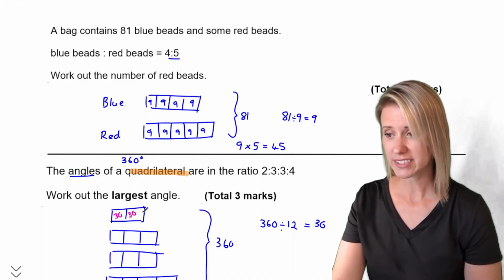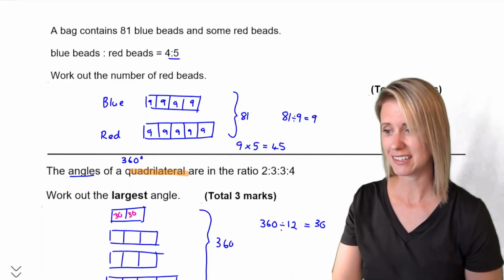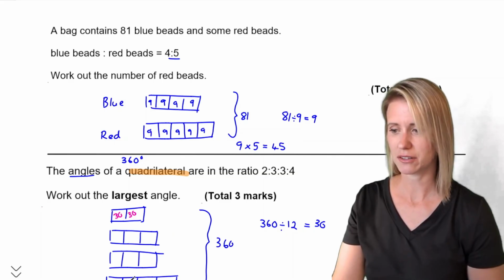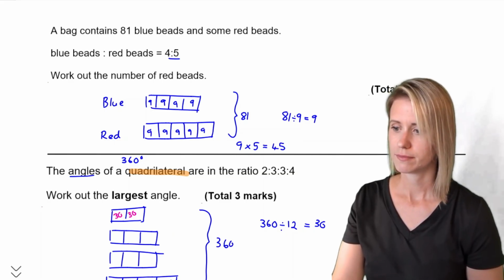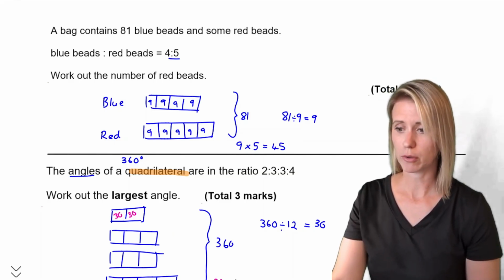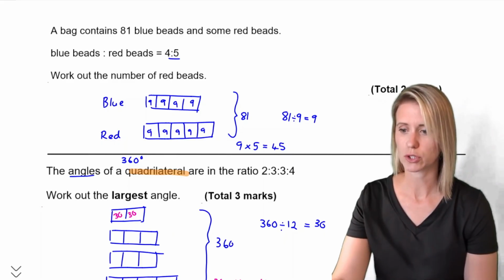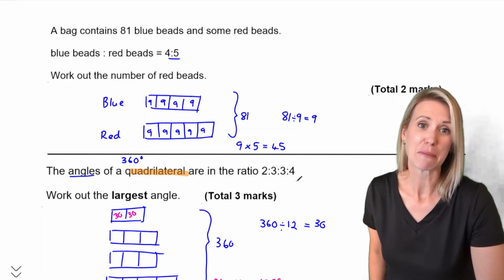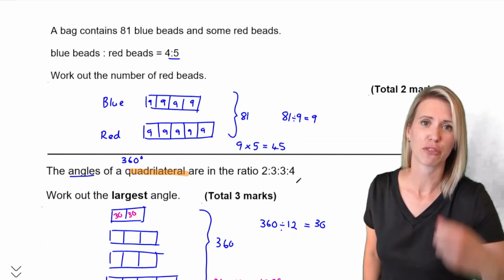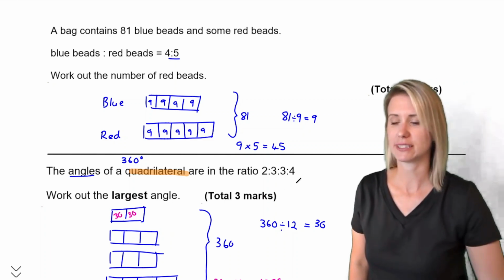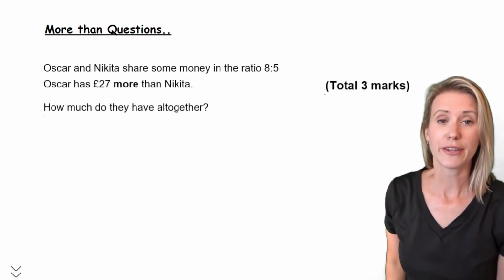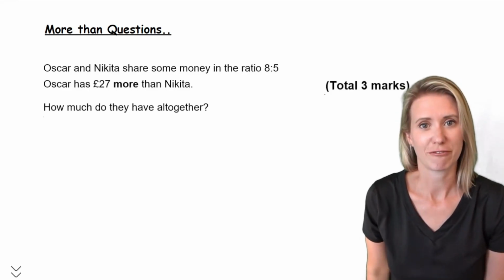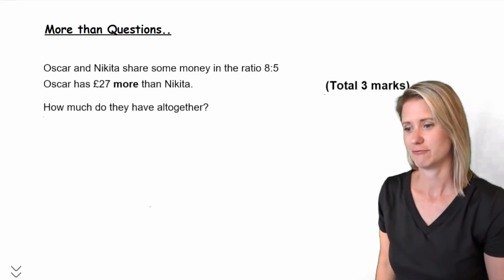Okay, so 60 would be the smallest, 90, 90, and then the largest angle is going to be 30 multiplied by 4, which is equal to 120 degrees. The largest angle simply being the one with the highest ratio, the most number of parts, and that is 120 degrees. Okay, we're now moving on to a different style of ratio question, the more than ratio question.